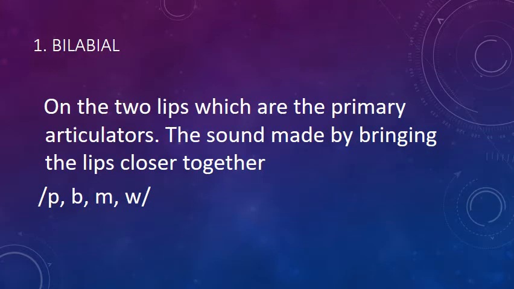The classification of consonants based on the place of articulation is divided into 7 classifications. The first one is bilabial. Bi means two, labia means lips. That's why it's called bilabial.